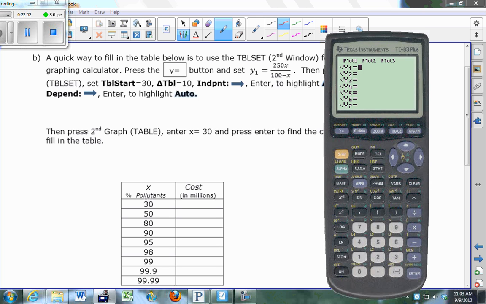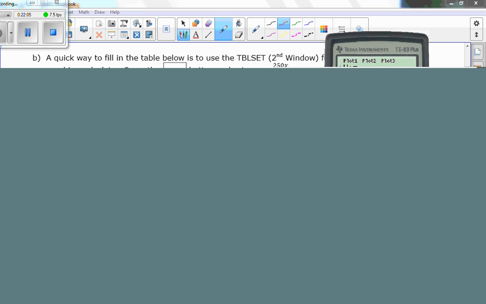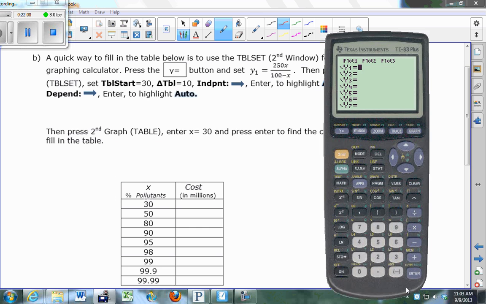So would someone be willing to lead me through how I enter that into my calculator, and I'll follow your words verbatim? I'm just going to be the little robot here and do what you tell me to do. Anybody want to volunteer?